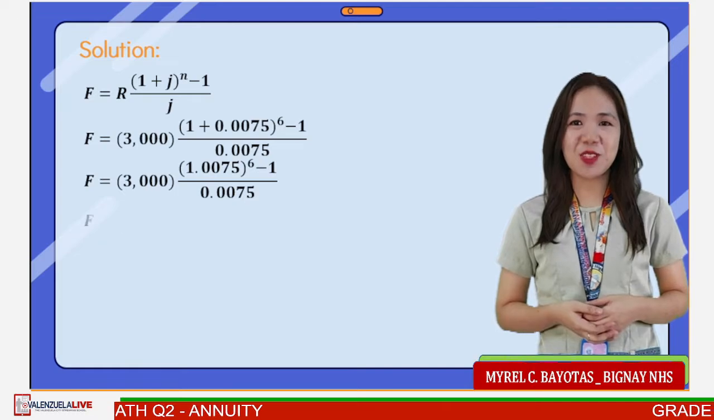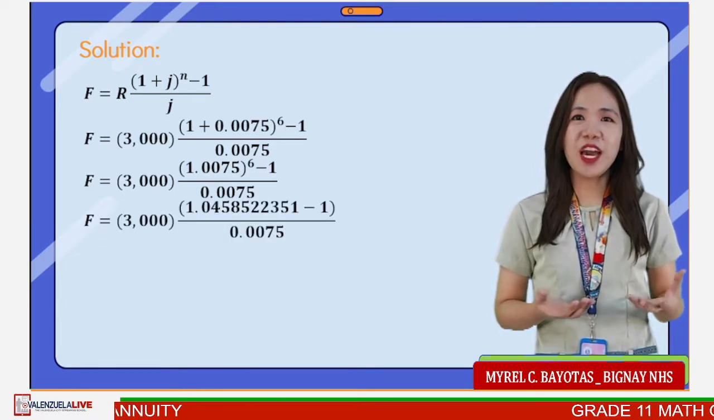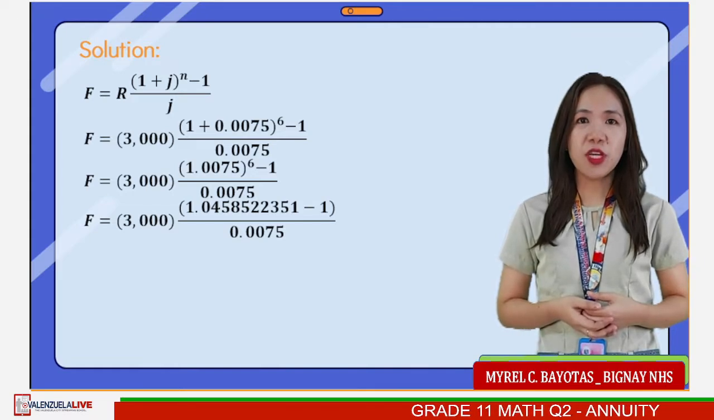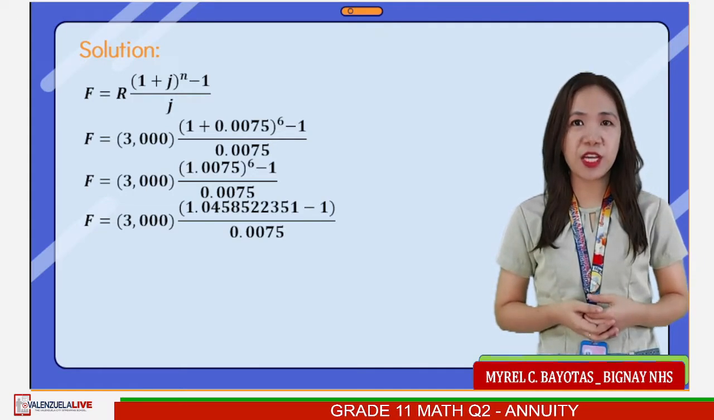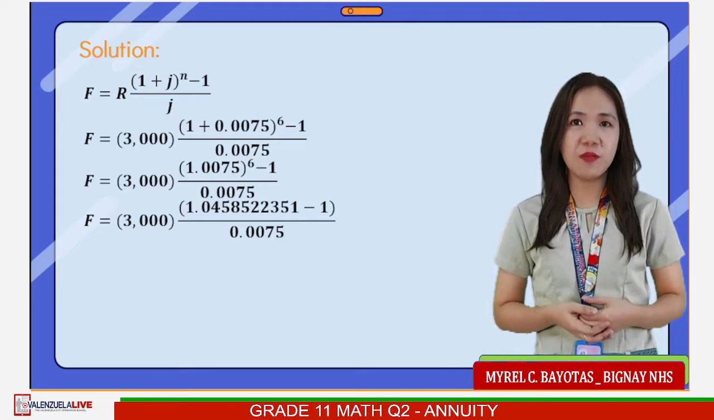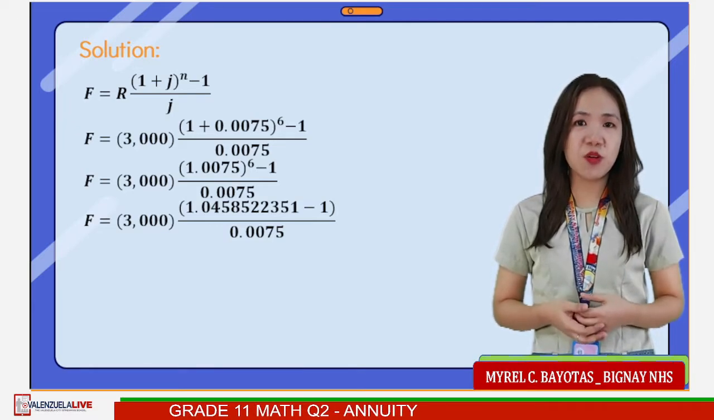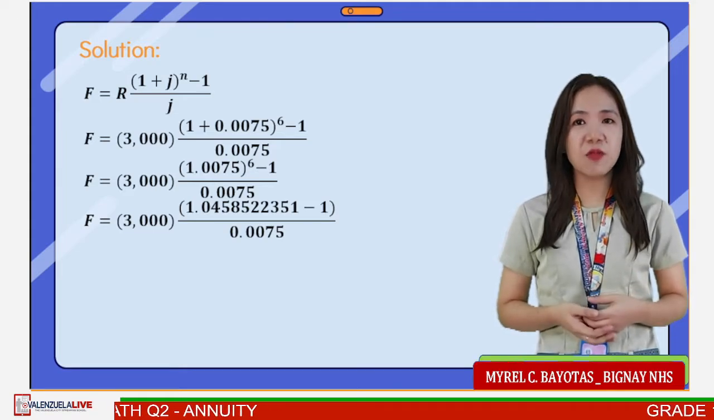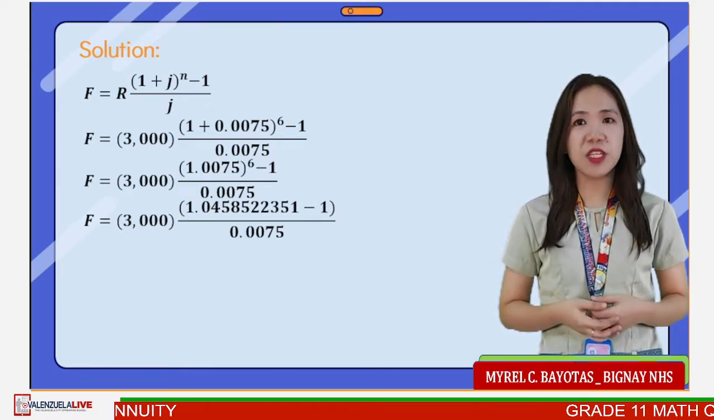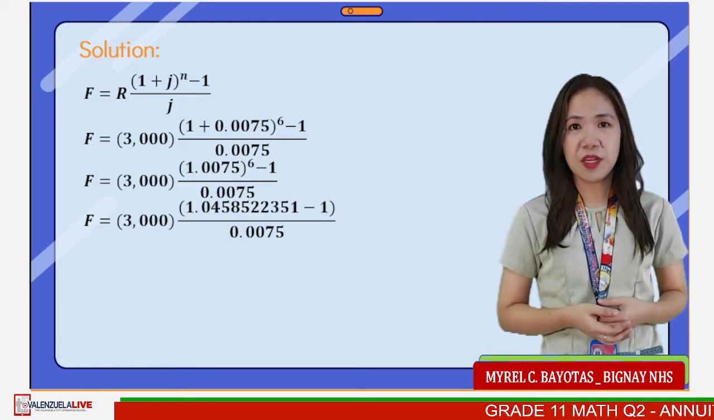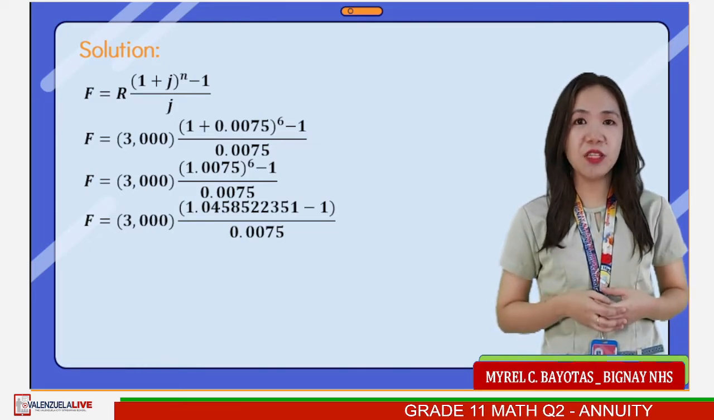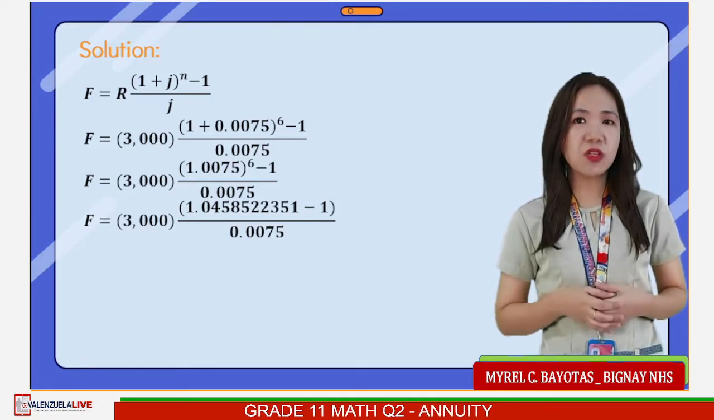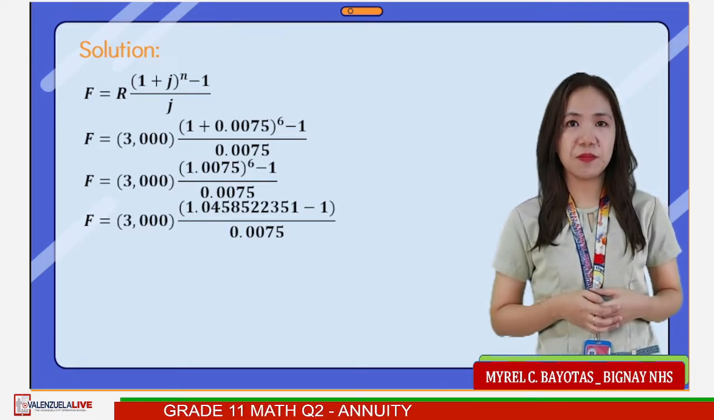1.0075 raised to 6. Now we have F equals 3,000 times the quantity of 1.04585222351 minus 1 all over 0.0075. Notice that we did not round off yet so that we can arrive at a more accurate answer. It is actually good if you key in all the entries in your scientific calculator at once. Just make sure to type them accurately.